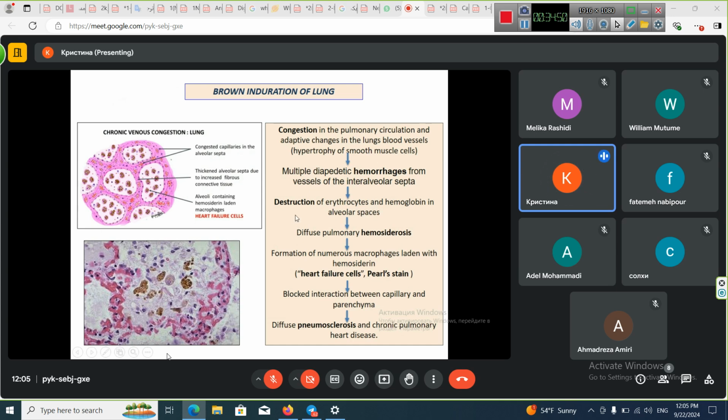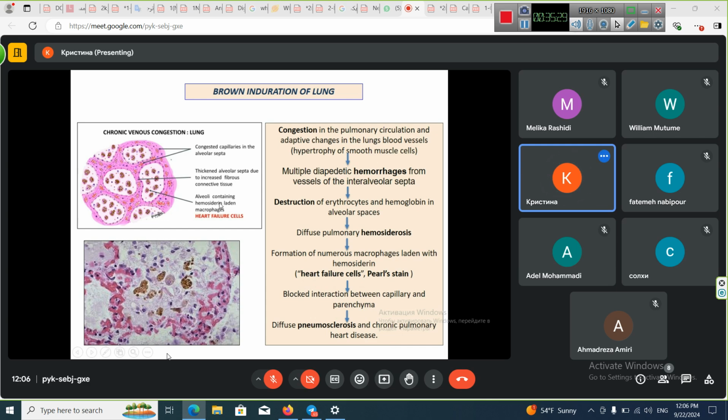It means that the hemoglobin is eaten with macrophages, which are normally present in the alveoli. And what also happens, diffuse pulmonary hemosiderosis, formation of numerous macrophages laden with hemosiderin. These macrophages are called heart failure cells. Blocked interaction between capillary and parenchyma, and diffuse pneumosclerosis and chronic pulmonary heart disease.